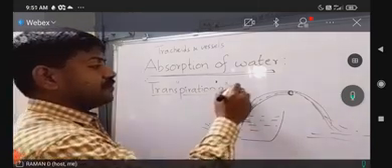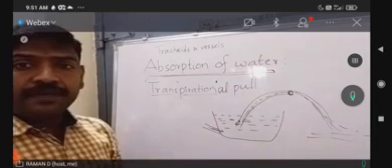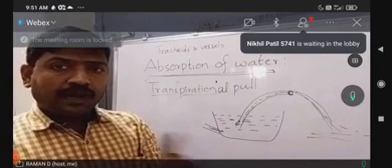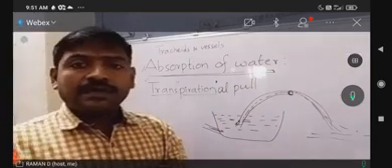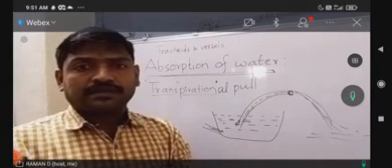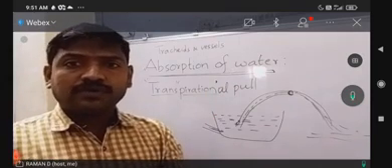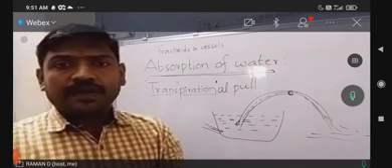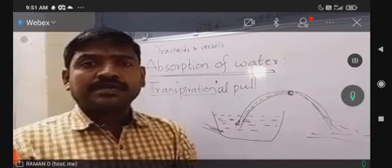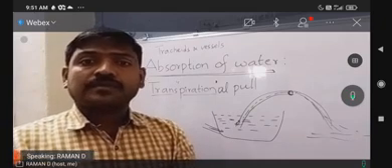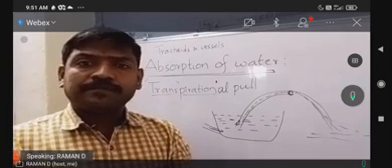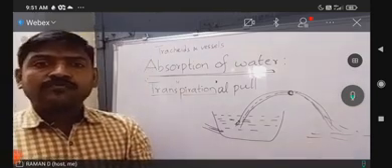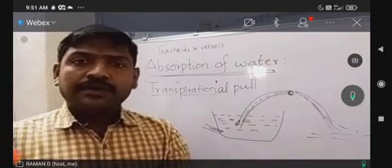So transpirational pull makes the water to be pulled upwards. Both are operating, but in 24 hours of a day, two timings are there: night time and daytime. During the day hours, transpiration takes place actively. So transpirational pull is the major driving force for the transport of water in xylem.